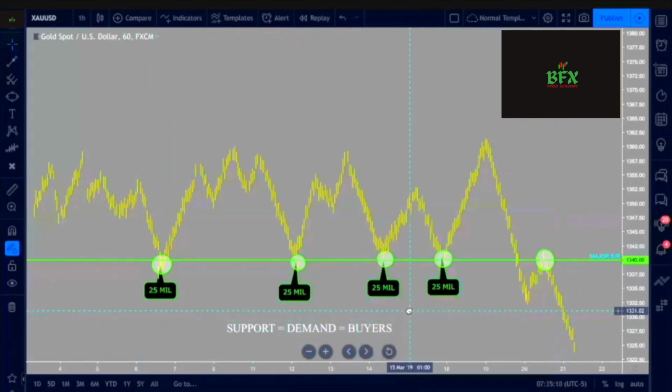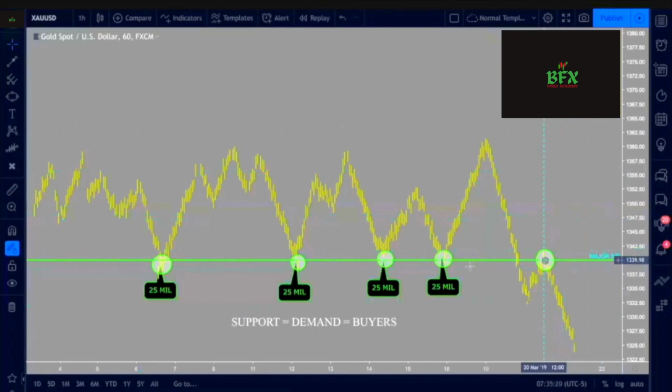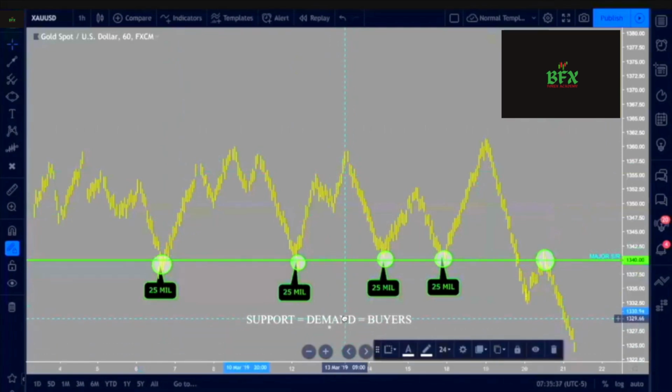So anytime you hear the word support or demand, you need to think buyers. There are buyers in the market. So in this case, right here at 1340, we had a buyer in the market that kept pushing price up. Every time price got there, there were buyers there ready to push the price up. When you buy, the price increases. Now, that's support. That's demand.